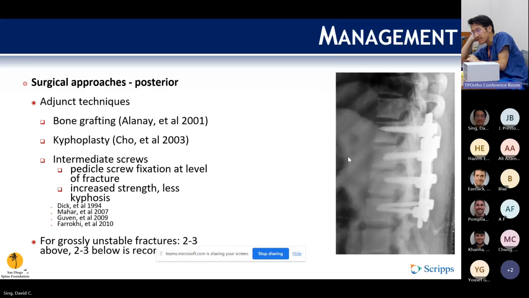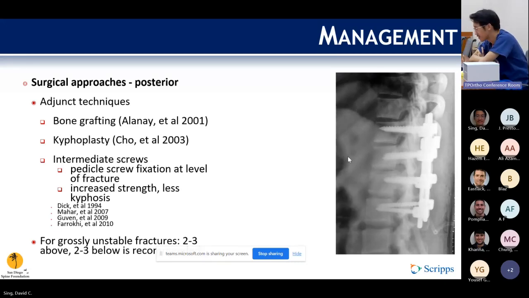While you're in there, fusing versus not fusing has kind of been discussed as well. Using bone graft or possibly kyphoplasty, people have done. It's kind of fallen out of favor, I'd say, with the advent of percutaneous fixation.